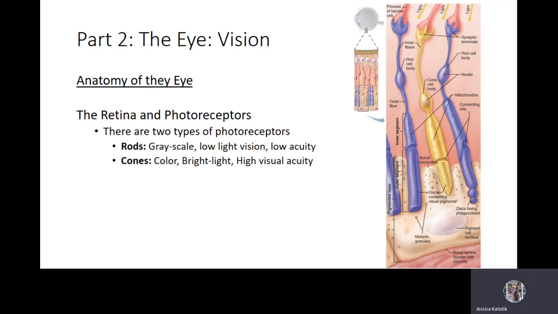We also have cones. Cones are going to be able to detect color. There are 3 different types of cones that are going to detect light: red, green, and blue. Those will be the types of cones. And depending on how the cones get stimulated, it'll lead to all of the different colors that we are capable of seeing. Cones are actually going to have a high visual acuity, and so they're going to create a very crisp and clear image, unlike the rods.